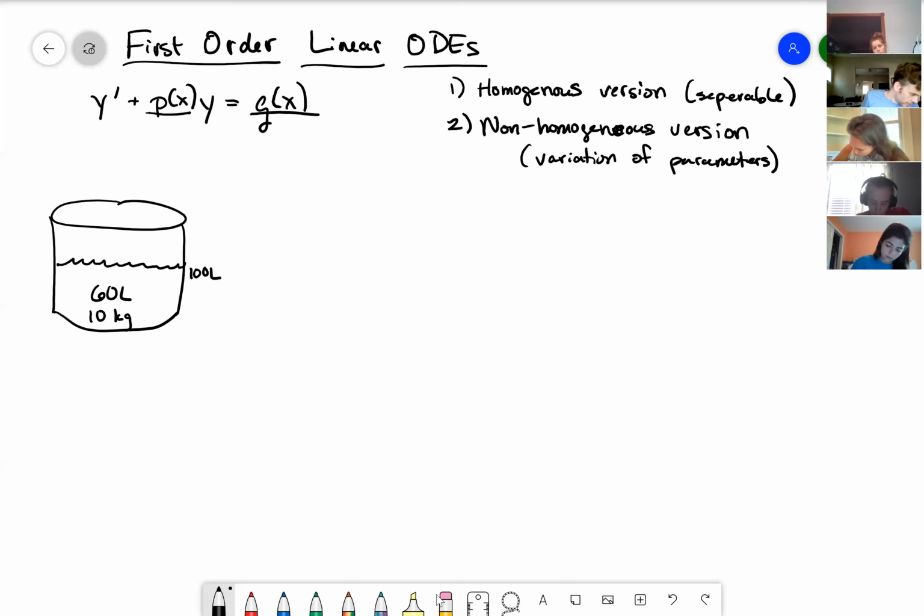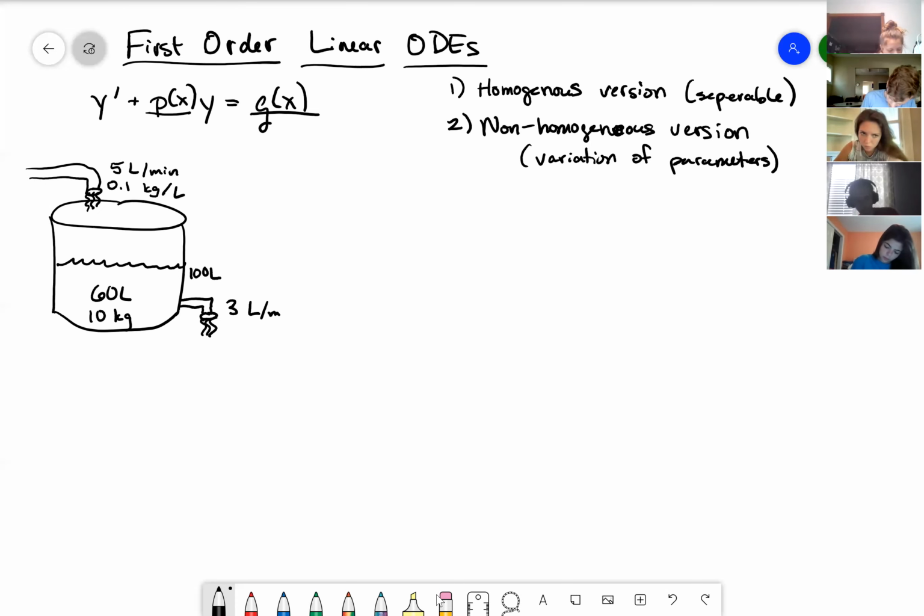Okay, so into this tank, we have flowing a solution that is flowing in at 5 liters per minute, and it has a concentration of 0.1 kilograms of salt per liter of water. So we've got some more salt flowing in along with some water. And we also have a port down here at the bottom where liquid is flowing out, and it's flowing out at a rate of 3 liters per minute.